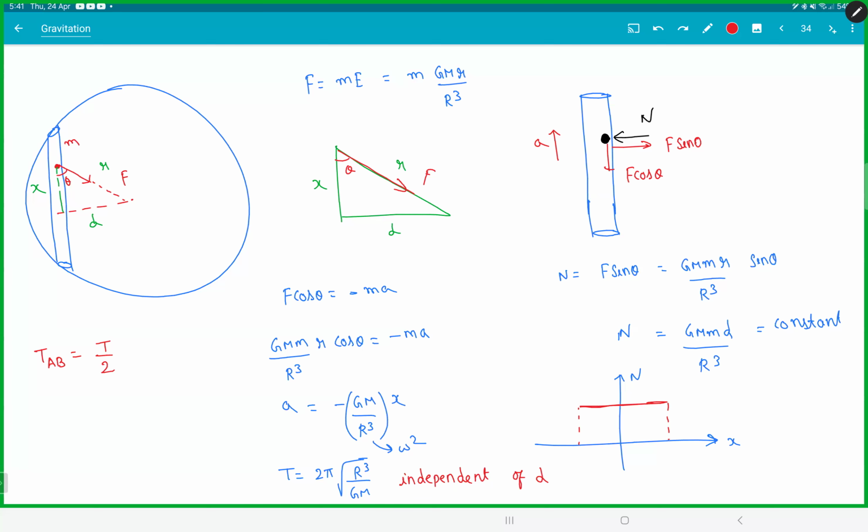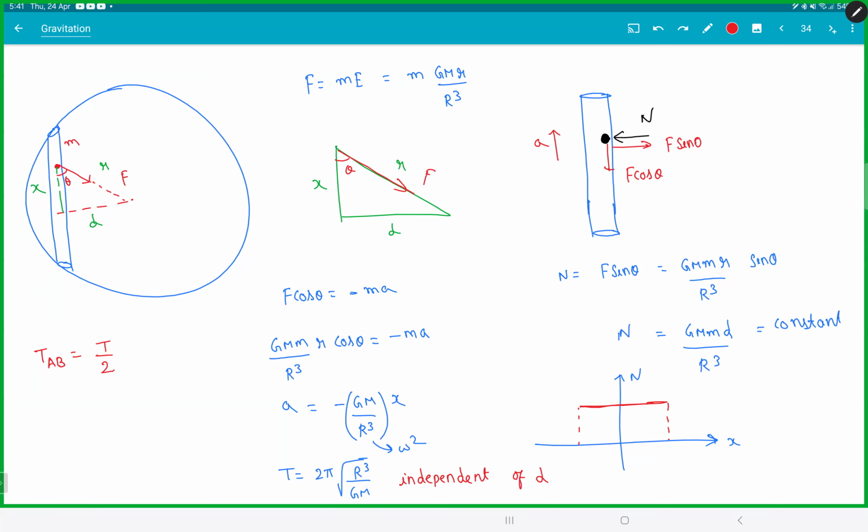So it doesn't matter, on a planet you dig a tunnel from anywhere to anywhere, the time is same. Meaning you dig a small tunnel like this or dig a tunnel through the diameter, the answer comes same. And the best part is the normal reaction is constant. N doesn't change. It only depends on the distance from the tunnel.